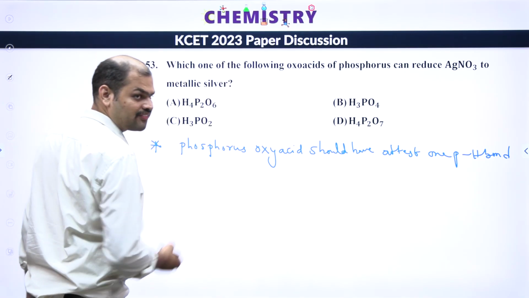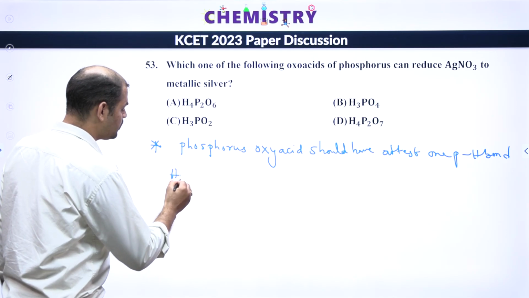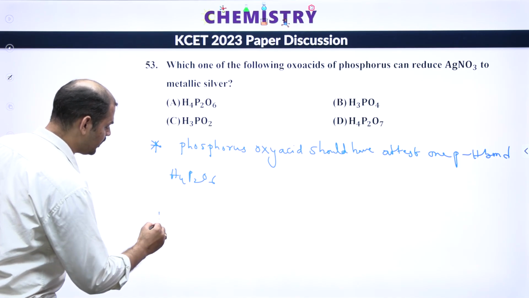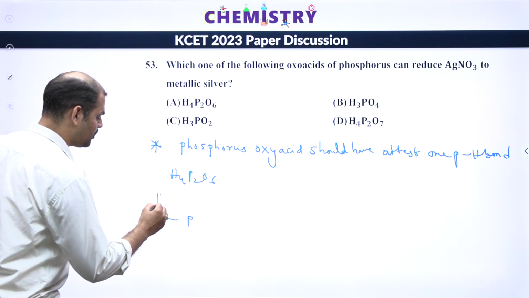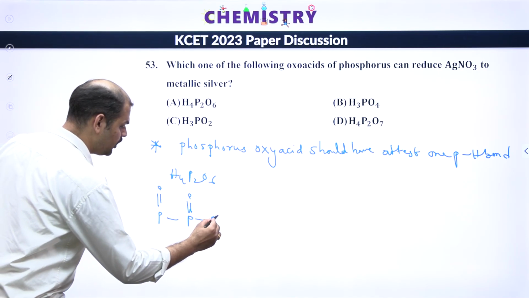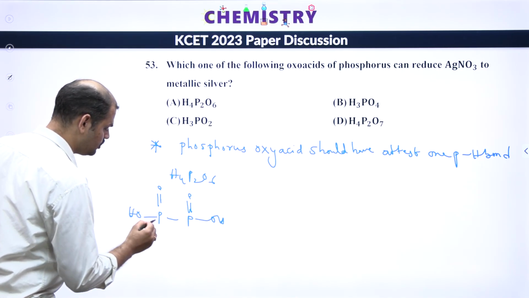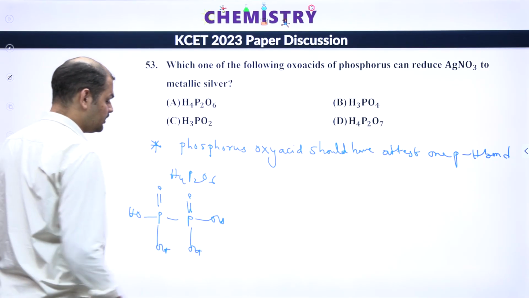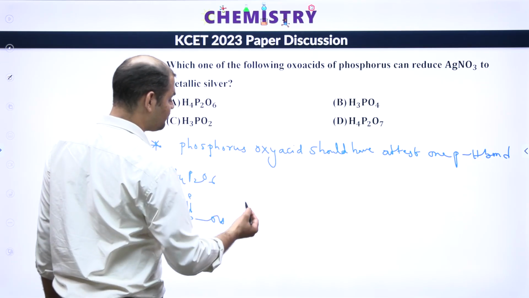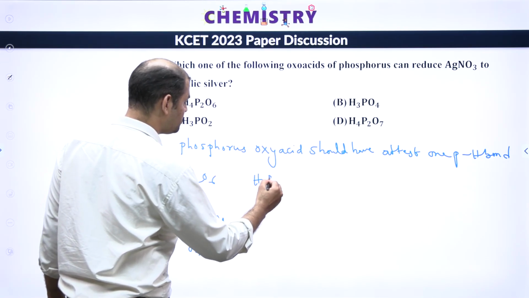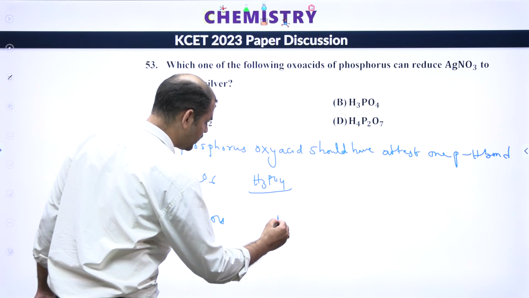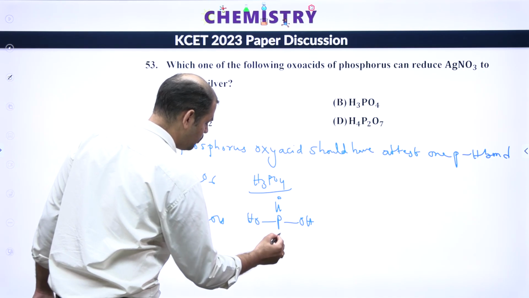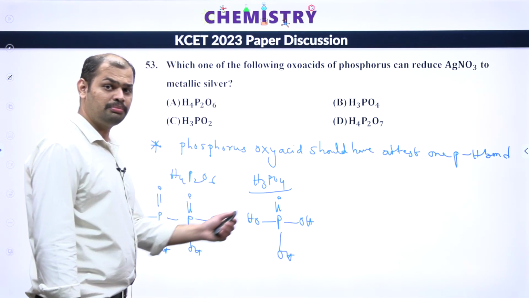Now let us see these structures. First one, A structure. What is that? H4P2O6. In this case, what happened? H4P2O6, we can draw like this: P single bond P and double bond O, OH, OH, OH, OH. There is no P-H bond over here. Clear? There is no P-H bond. Whereas the second one, H3PO4, how can I draw the H3PO4 structure? We can write like this: P double bond O, OH, OH, OH. Here also there is no P-H bond.